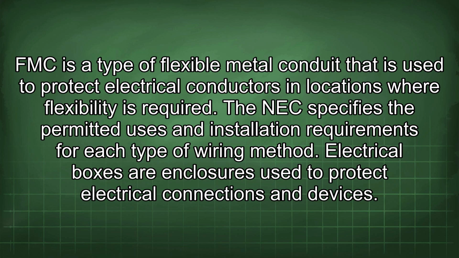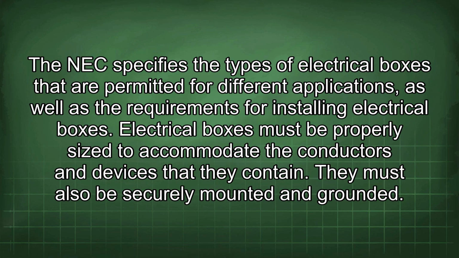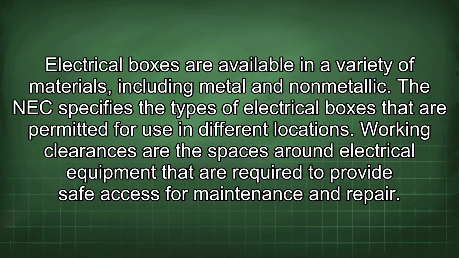Electrical boxes are enclosures used to protect electrical connections and devices. The NEC specifies the types of electrical boxes that are permitted for different applications, as well as the requirements for installing electrical boxes. Electrical boxes must be properly sized to accommodate the conductors and devices that they contain. They must also be securely mounted and grounded. Electrical boxes are available in a variety of materials, including metal and non-metallic. The NEC specifies the types of electrical boxes that are permitted for use in different locations.